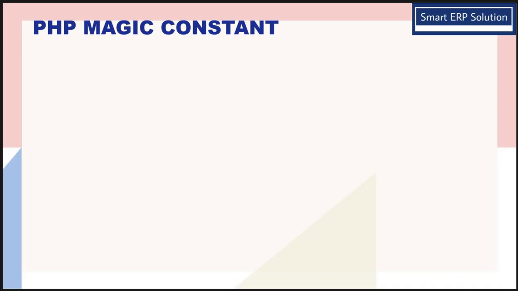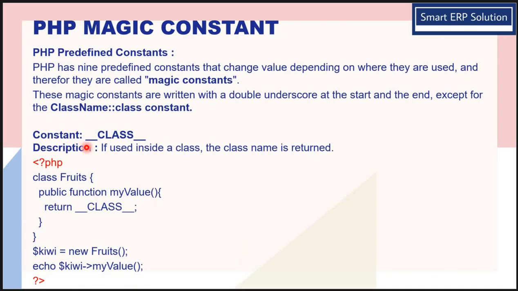Now, PHP magic constants. PHP has 9 predefined constants that change value depending on where they are used, and therefore they are called magic constants. These magic constants are written with a double underscore at the start and the end, except for the ClassName::class constant.